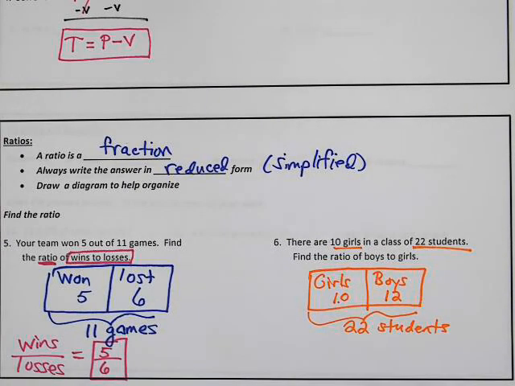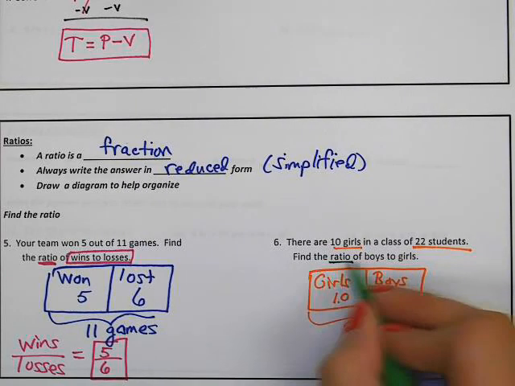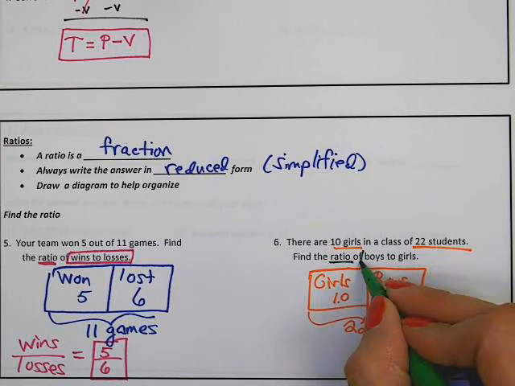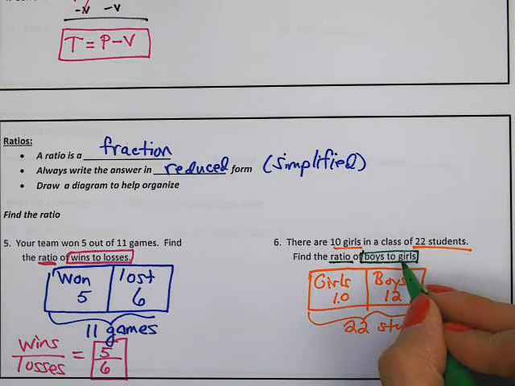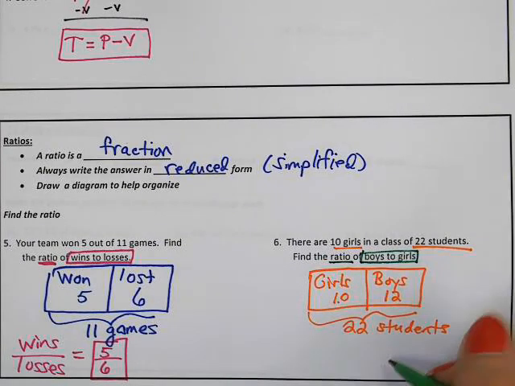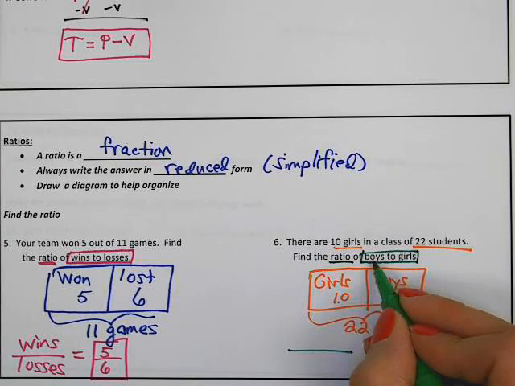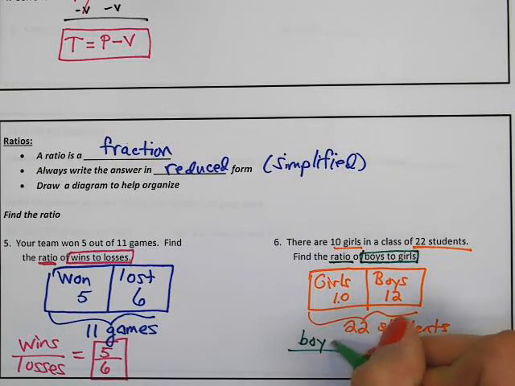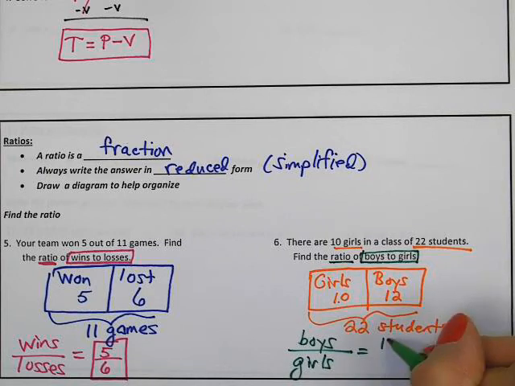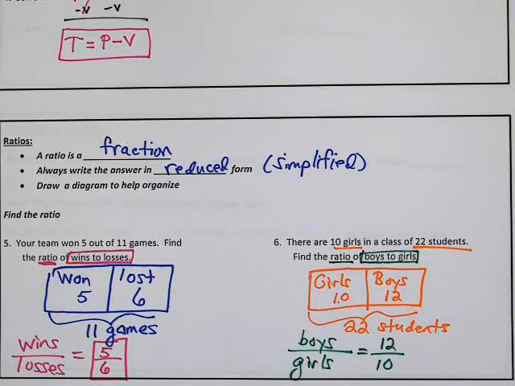Okay, once you get your diagram all set, it's time to do the ratio. Okay, ratio, and you have to read the directions here. They want boys to girls. Okay, how do I know who goes on top? Whatever word they said first goes on top, boys to girls. The boys is 12 and the girls is 10. Okay, but we do have to reduce this.